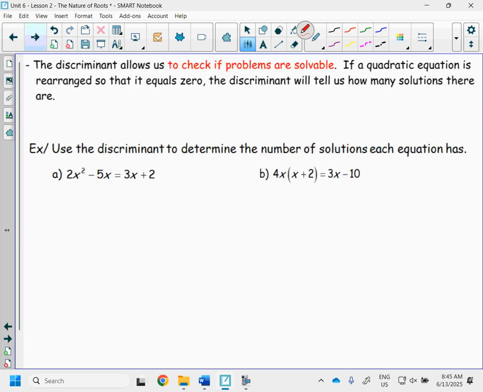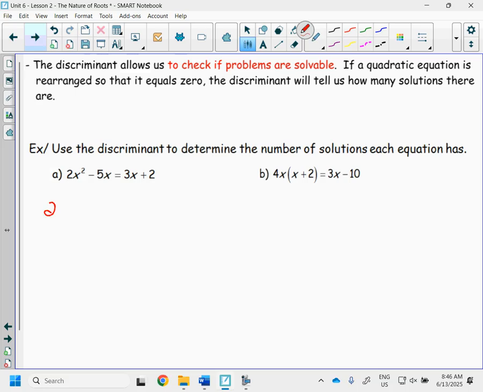Okay, what can we do with this stuff? Well, it allows us to check if problems are solvable. If they're not solvable, we're not going to waste our time trying to solve them. If they are solvable, we know how many answers we should get. So, our example here says use the discriminant to determine the number of solutions each equation has. Well, to use discriminant, we need standard form. So job 1 is always put things in the right order.